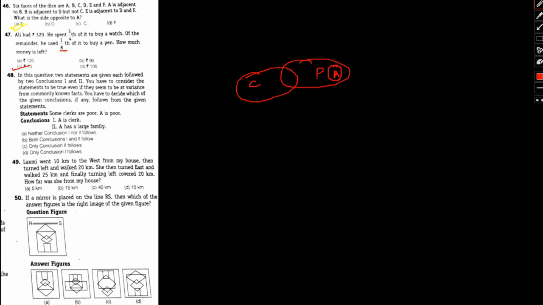So now, what are the given conclusions? A is a clerk. No, nothing has been mentioned about A and clerk, so we cannot say A is a clerk. Wrong. A has a large family. Totally irrelevant fact, so nothing can be said. So option A will be the correct answer, and that neither one nor two follows. Okay, I hope this is clear again.